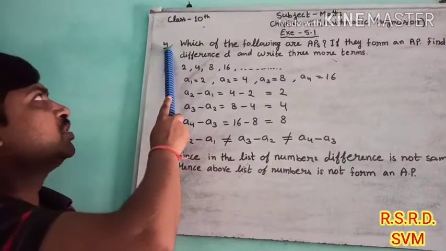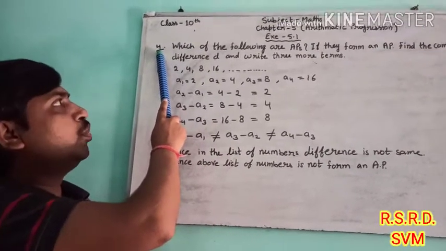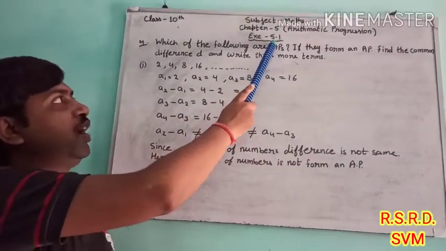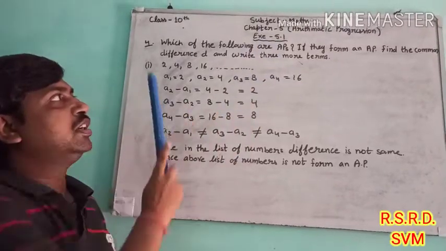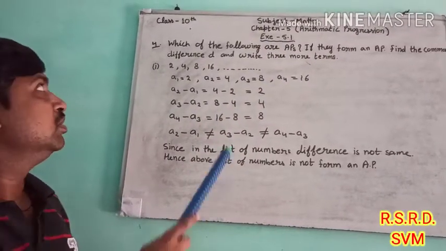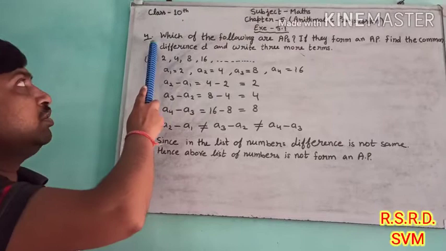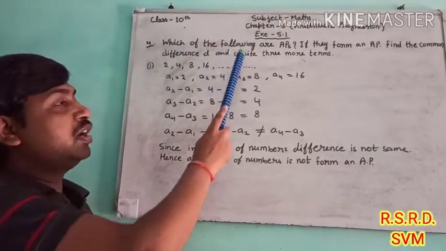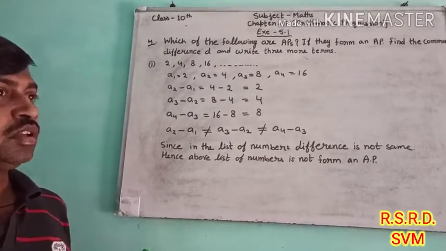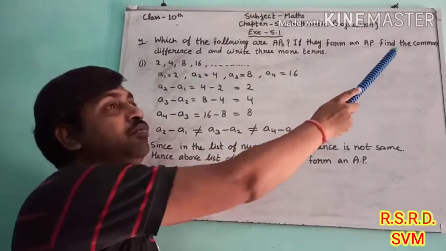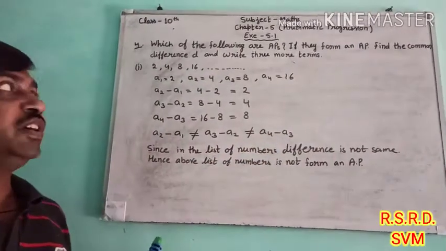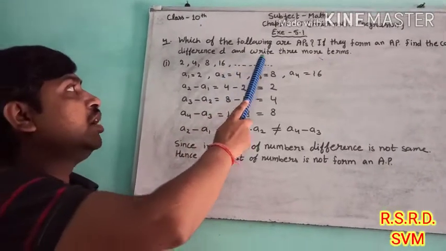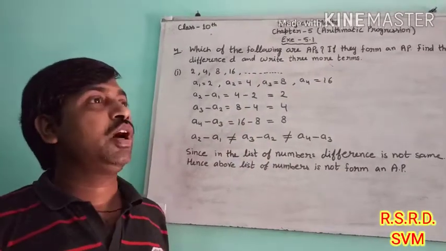Today we have to explain question number 4 of exercise 5.1 of class 10th arithmetic progression. In this question, we have to explain whether the given series are AP or not. If it is an AP, we have to find the common difference D and also write three more terms.